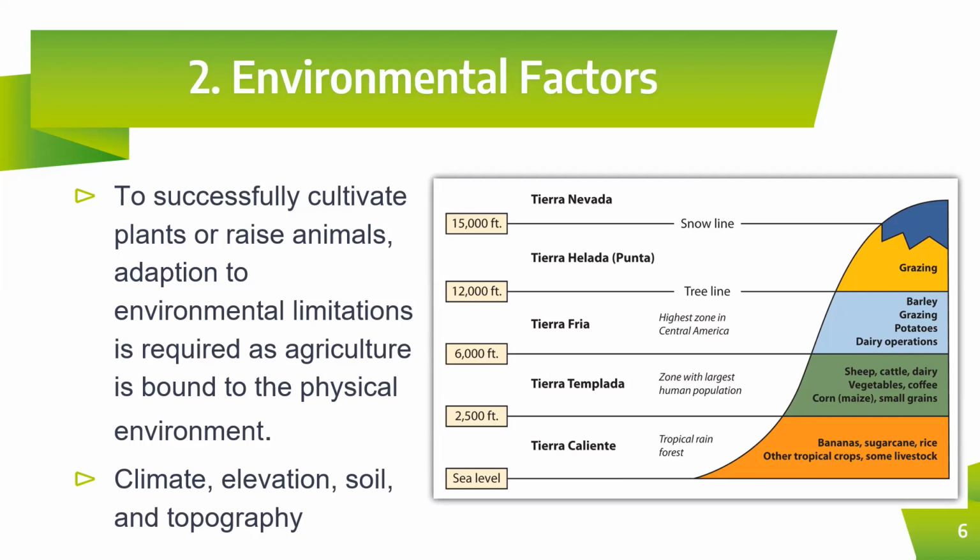Soil matters because it's the biologically active coating of Earth's surface. Topography matters because it's an area's land features, including the slope of the land, and that affects the ability of the soil to stay in place and retain water. The steeper the slope, the more likely the soil will be affected by runoff.